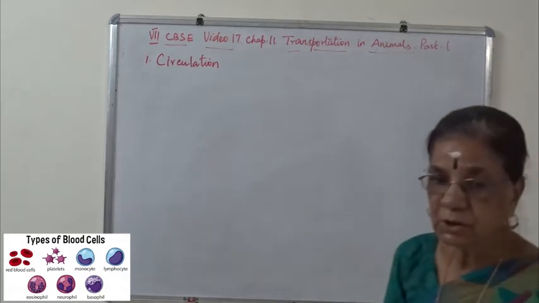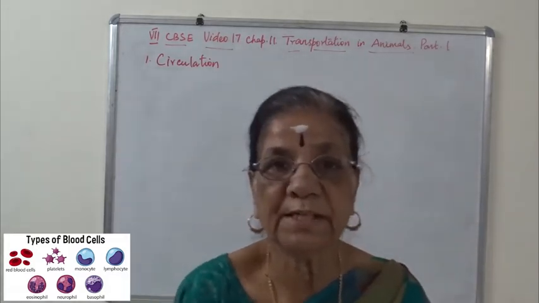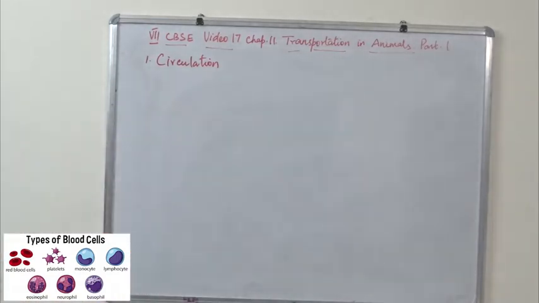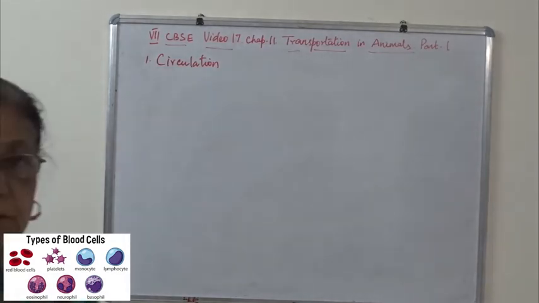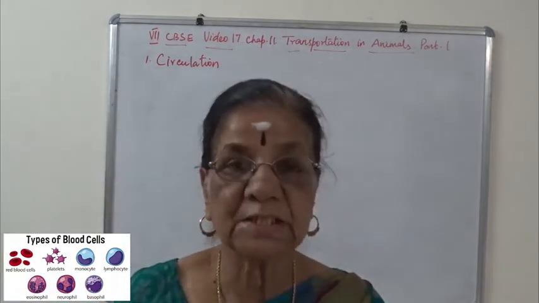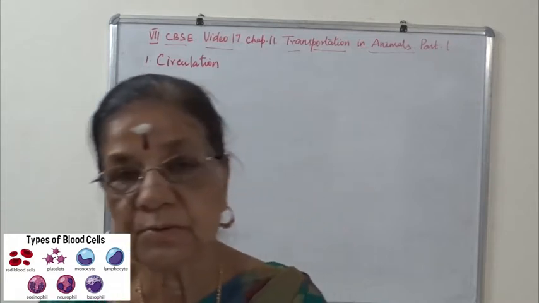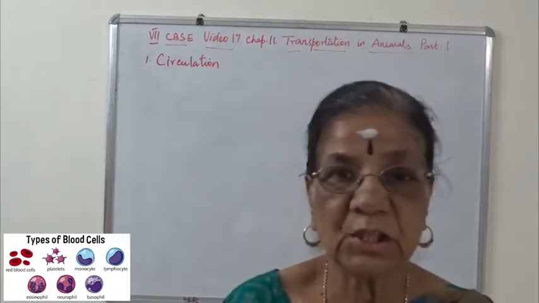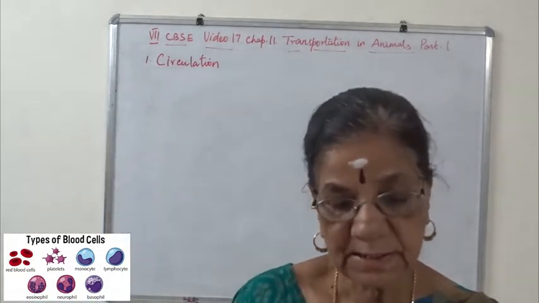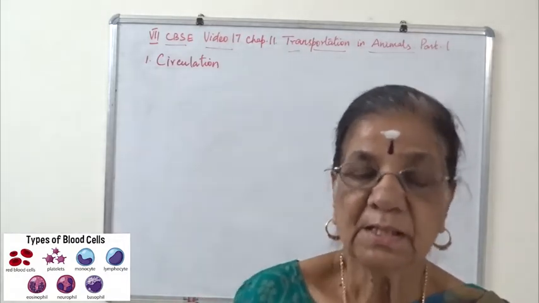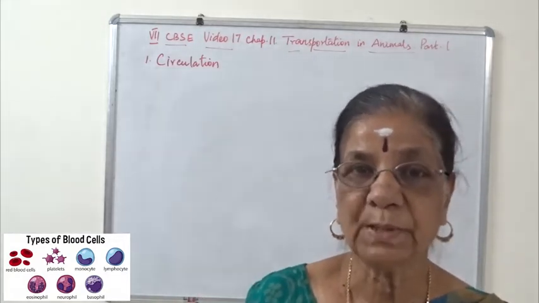The blood circulates throughout the body, carrying different requirements of the body, such as food and gases for gaseous exchange, and waste materials are eliminated. Like that, it is doing tremendous work by the circulation of blood.